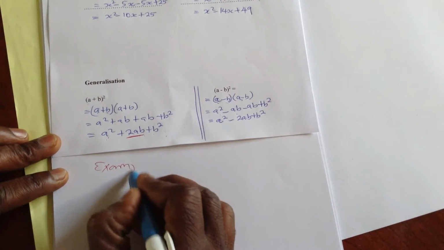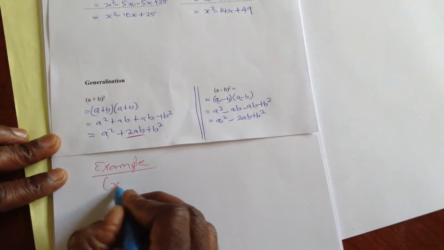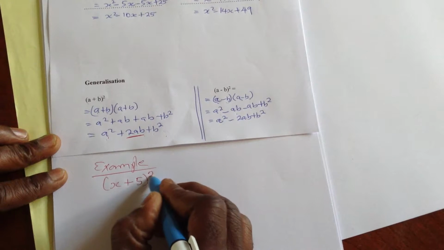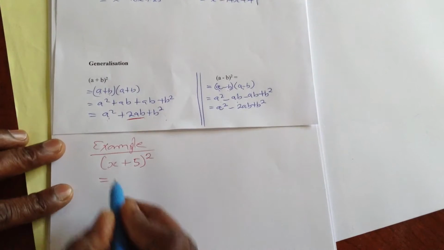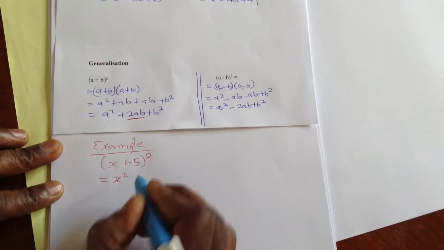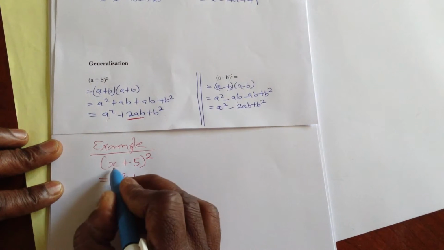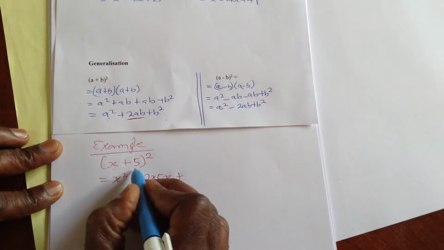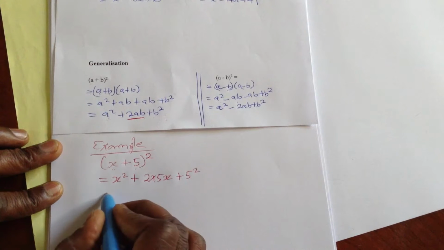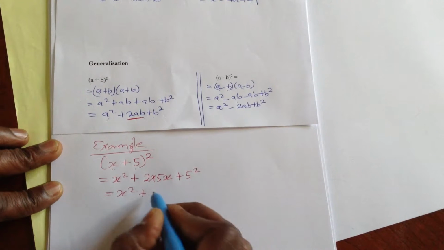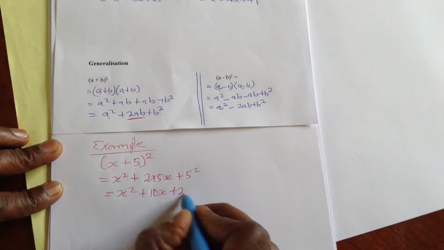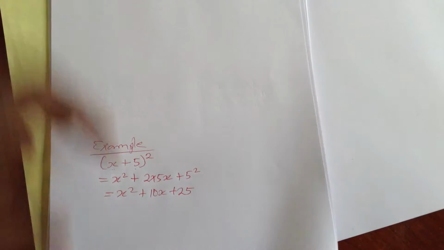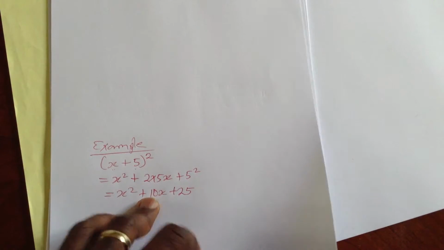As an example, if I have x add 5 all squared, I'll just do it this way. First term squared will give me x squared plus twice the product, x times 5 will give me 5x, add the last term squared, which is 5 squared. If I simplify this, I'm going to get x squared add 10x add 25. So if you know the generalization, you can expand double brackets easily.